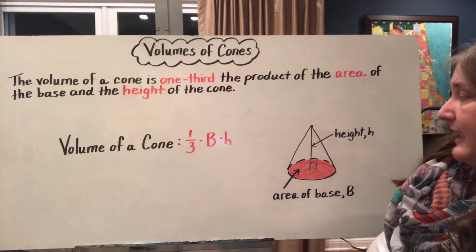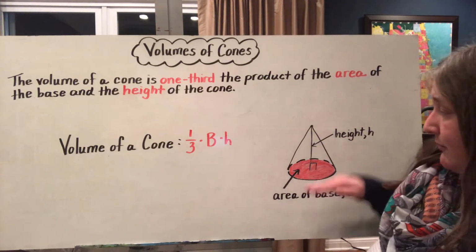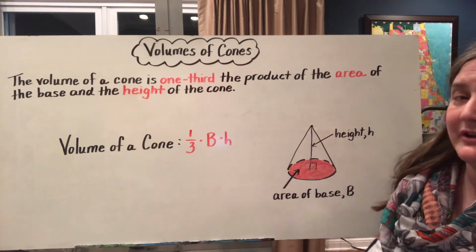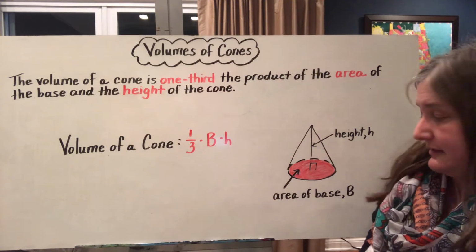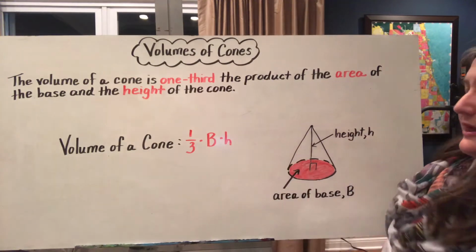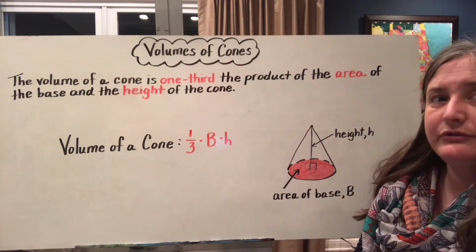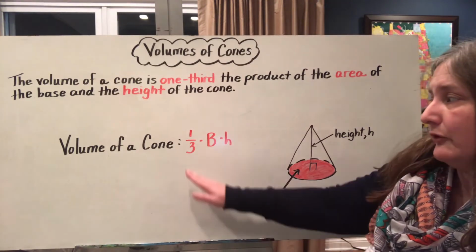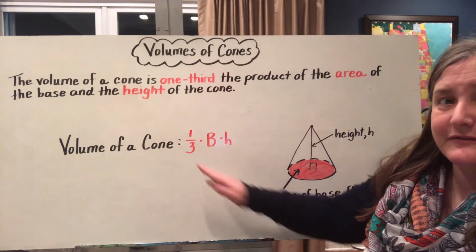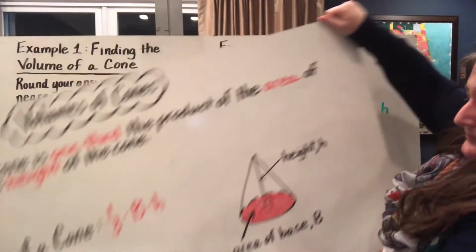Just like pyramids, as cones get higher, they slant inward, and the layers that we're stacking up will have less and less cubic units in them. If this was a cylinder that went straight up, it would hold 3 times as much volume as the cone. So to find the volume of a cone, we multiply by 1/3 or divide by 3. Let's take a look at some example problems here.